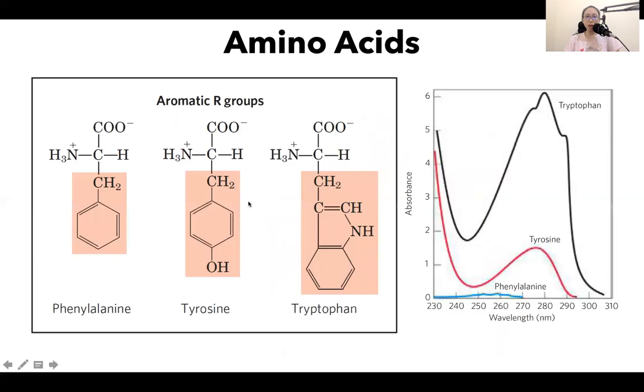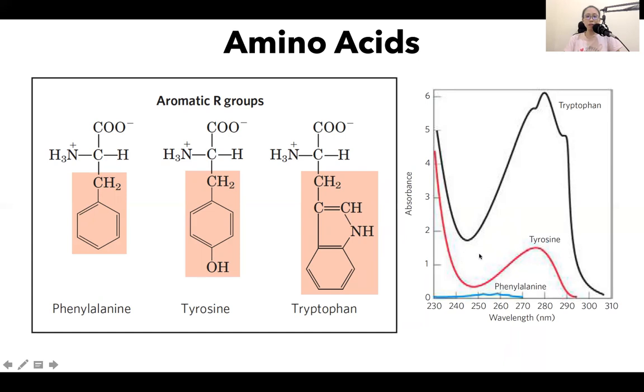Next, we have the aromatic amino acids. These are amino acids with aromatic side groups or R groups. We have phenylalanine, tyrosine, and tryptophan. These amino acids, because of their aromaticity, actually display absorbance. And if you measure the absorbance of your proteins, you will be able to get some value. There is absorbance, and that absorbance is due to the presence of these amino acids in our proteins.